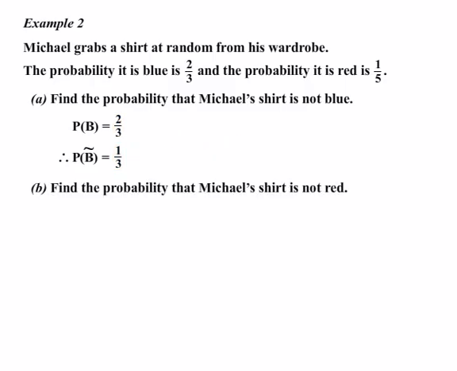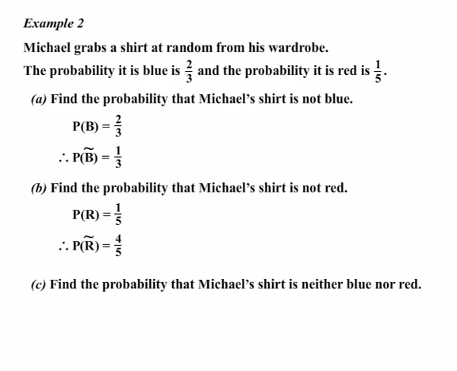Part B, we're asked to find the probability that Michael's shirt is not red. So we'll look here. We note that the probability that it is red is 1/5. We're looking for the complement, or the probability that it's not red, and that'll be equal to 4/5. And just checking those results, 1/5 plus 4/5 is equal to 1 whole, or 100%.